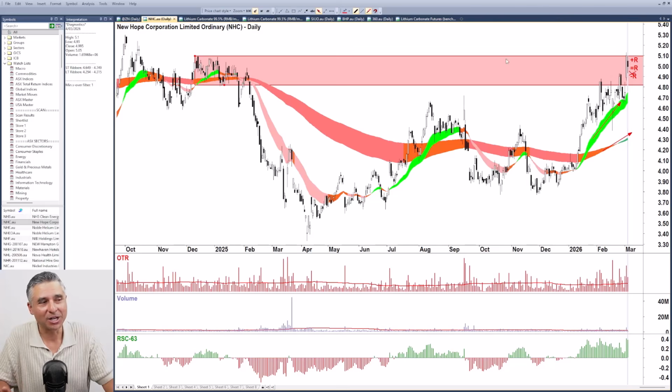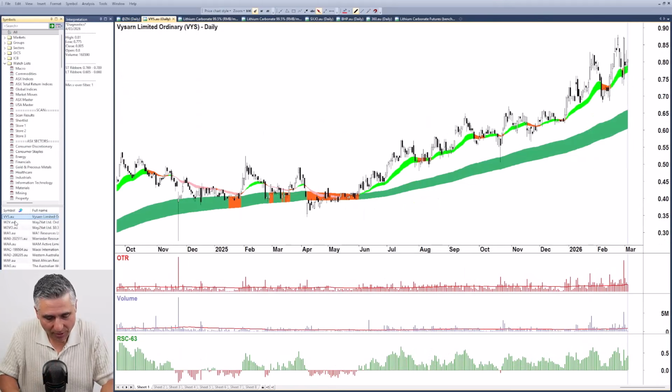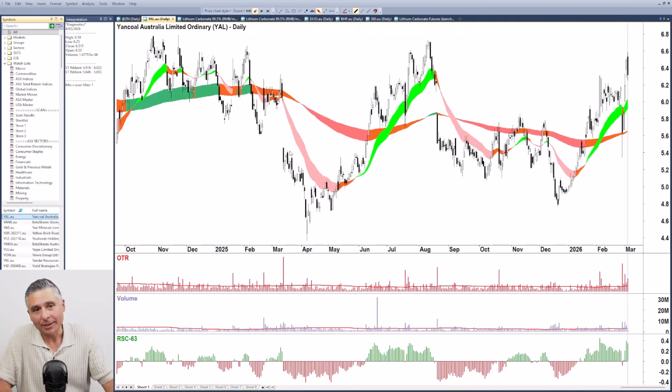Maybe it's a bit nagging today. No, I think we've consumed it, but then there's another one up there. So I know I'm rushing, but I want to get through them. Yancoal, I think we said we're going to do. Again, you can see it looks more like New Hope than Whitehaven.